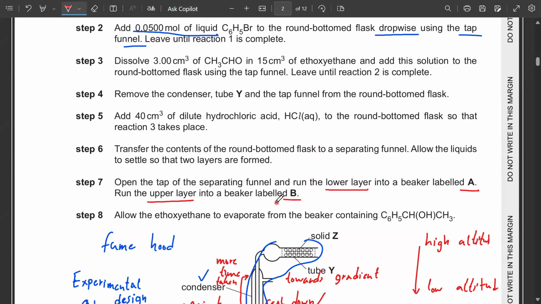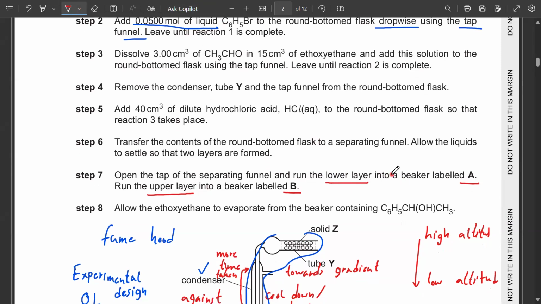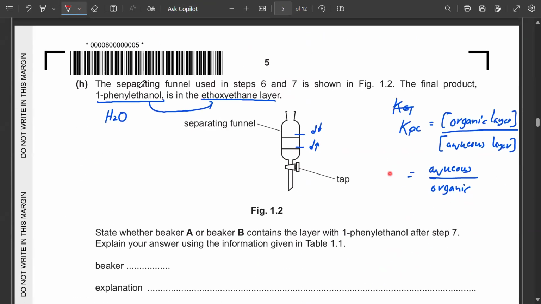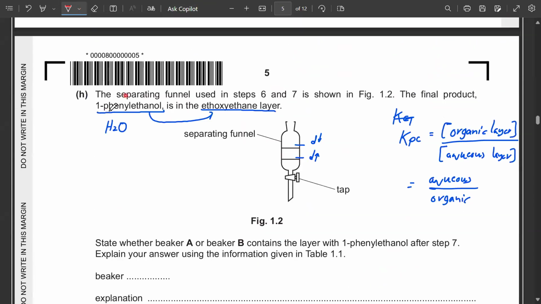Now, how do we know which compound among these two is in the upper or lower portion? We have 1-phenyl ethanol. This is the solute. This is the name of the solute, and the solvents are H2O and the other one is the ethoxyethane layer.